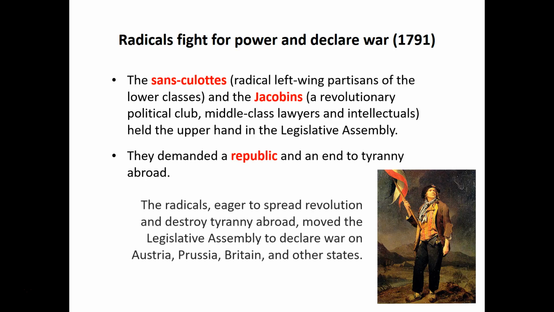So even though you can imagine that a country in this condition, economically very unstable, somehow proactively decides that they're not going to wait until they're attacked, but they're going to proactively declare war on basically the rest of Europe. So in the Legislative Assembly, driven by the Jacobins, with the support of the Sans-Culottes, the Legislative Assembly declares war on Austria, Prussia, Britain, and other European states. So the chaos begins.